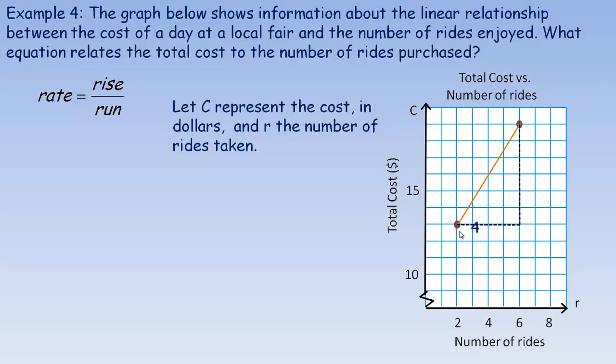And so across the bottom here, this is 4. So if I start here, 1, 2, 3, 4. So that's 4 rides. And vertically from here to here is 6. And actually it'd be $6. I didn't put the units here. 1, 2, 3, 4, 5, 6. But it actually would be $6. So let's put a dollar symbol there.